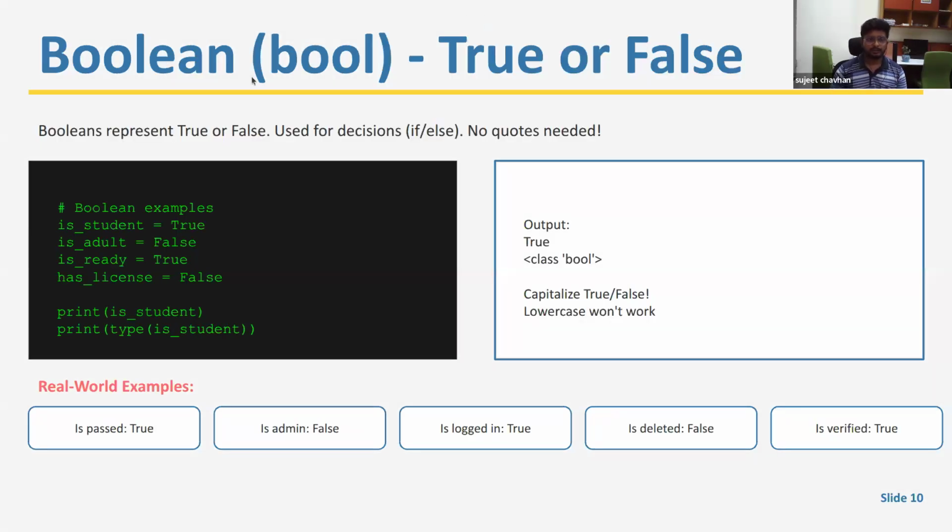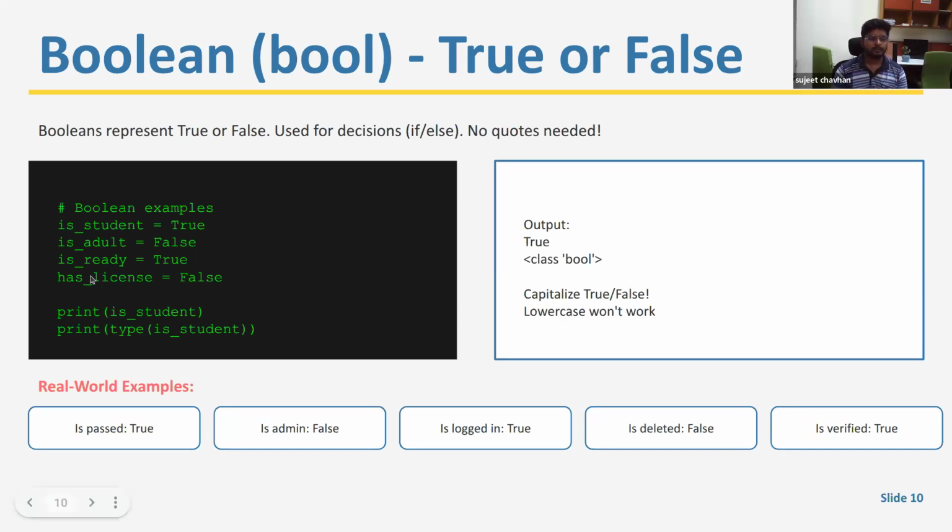So the last thing we are learning here is Boolean. Boolean will be either true or false. So there are some true or false questions, like: are you a student? True, like you are a student. Are you an adult? Let's say you are 17 years old, so you will say false. Are you ready? True. So are you ready to play or are you ready to go out?